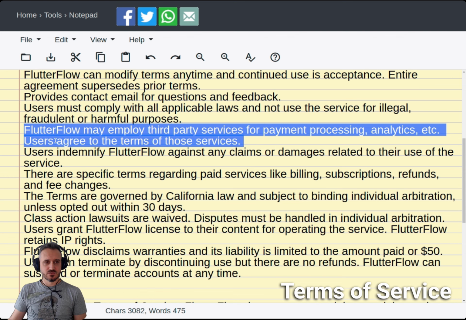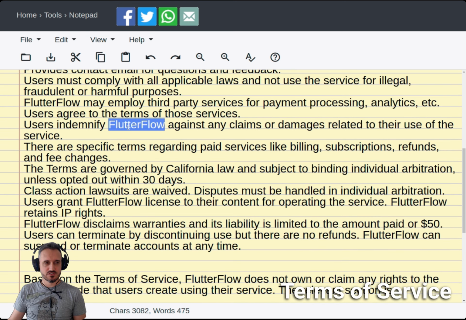And then we have that Flow may employ third-party services for payment processing, analysis, etc., and users agree to the terms of those services. So this is normal as well. This is when you, for example, use Stripe for payments. Of course, you have to agree with the Stripe terms and conditions before you use the service. I think what they're trying to say is that if you want to use Stripe, you're agreeing with the terms and conditions of Stripe when you use the service. So I think this is normal as well.